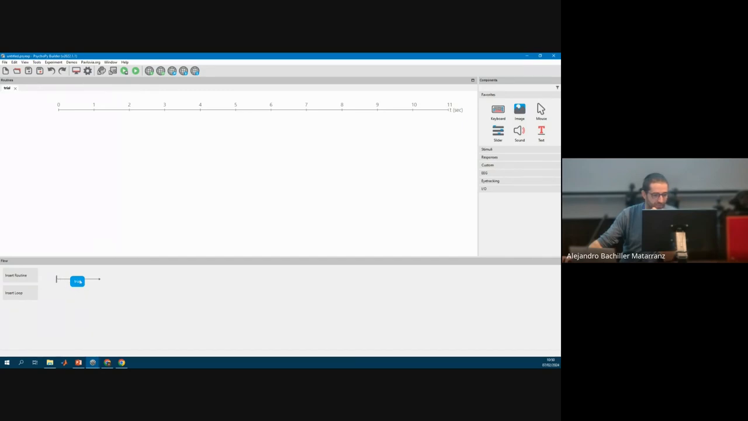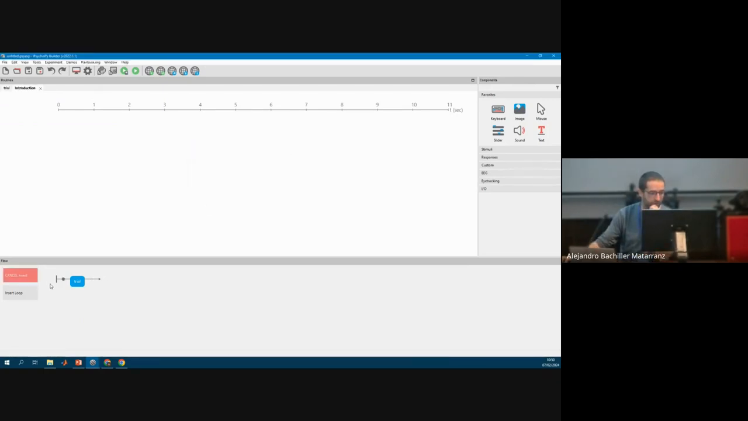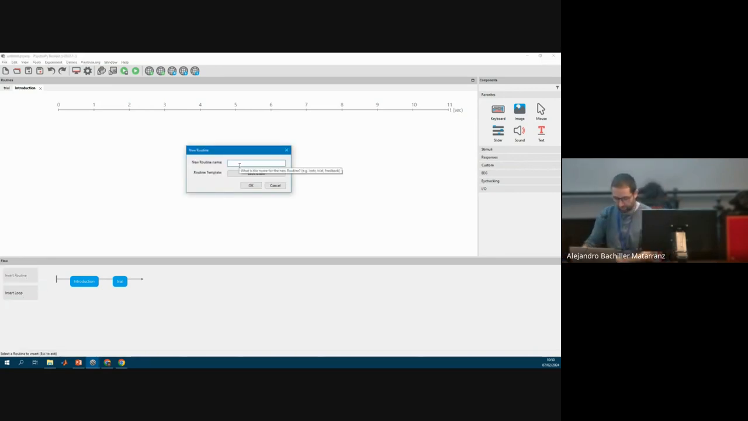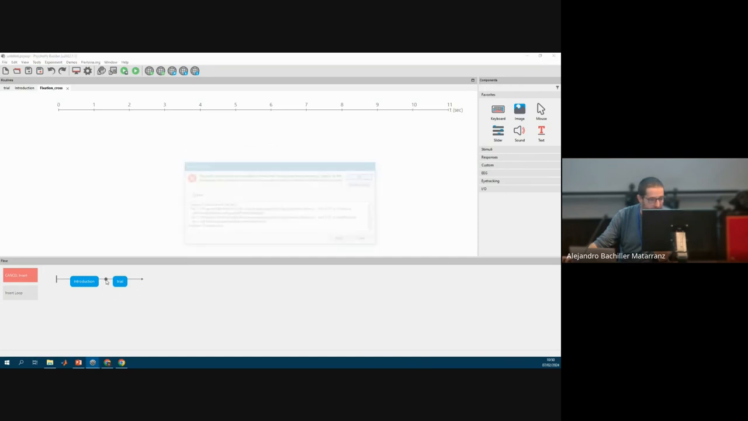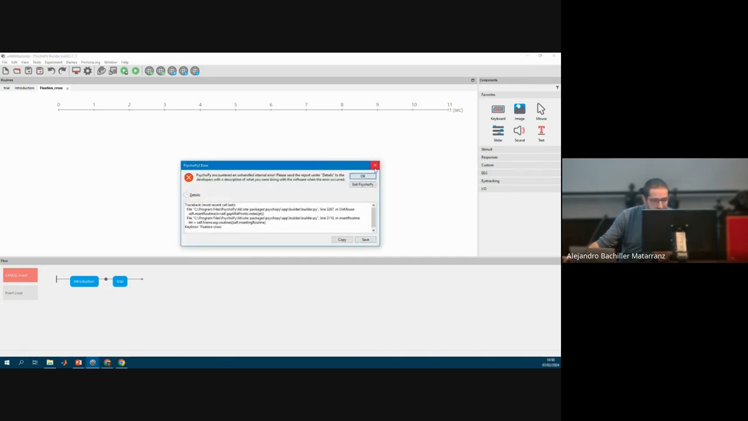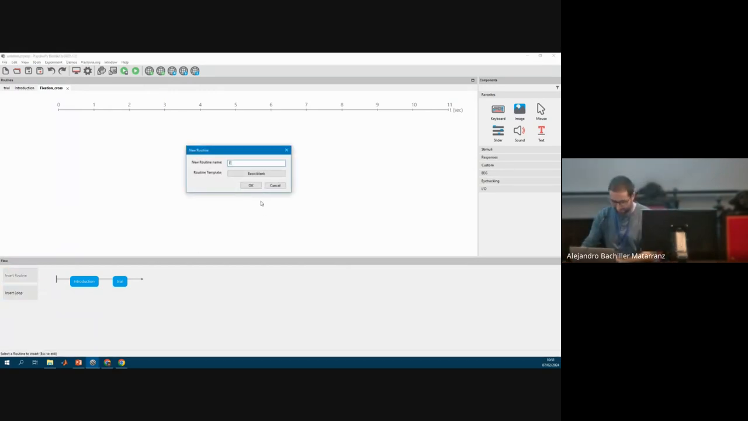Here we can see the flow. So we can insert a routine, for example, a new routine, and we can call it, for example, introduction. We decided to add it here, as an introduction or a welcome. Then I introduce a routine that is the fixation cross. Fixation.